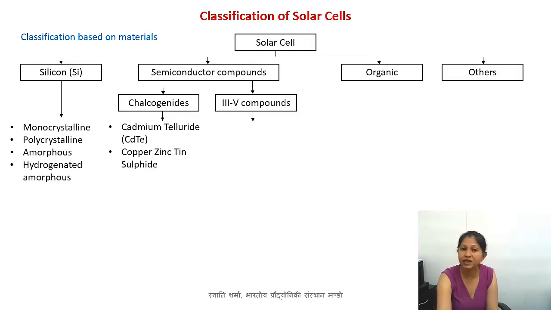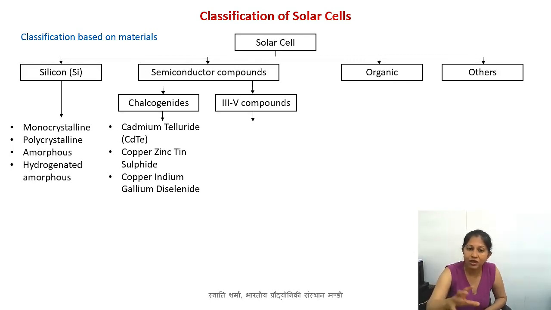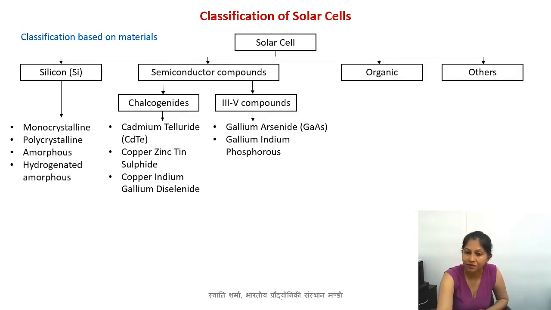Okay, copper zinc tin sulfide, copper indium gallium diselenide. This is also again a common material which shows pretty good efficiency. So these are some of the examples of chalcogenide materials. Okay. Now when we talk about the 3,5 compounds, one very common material is gallium arsenide. And then there are some other examples of 3,5 compounds. In fact, there are many more examples than what I have listed. You can find them out.